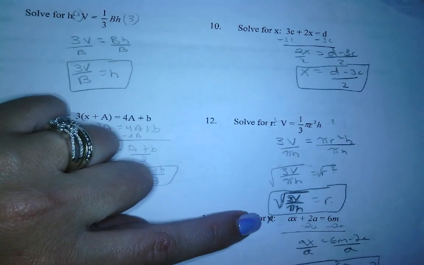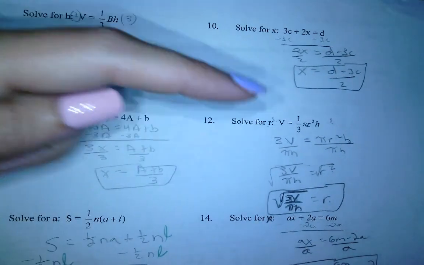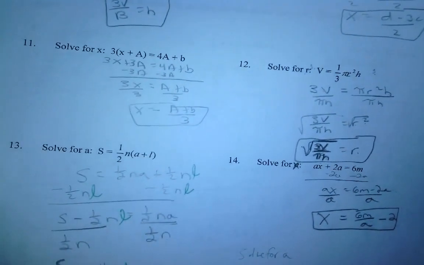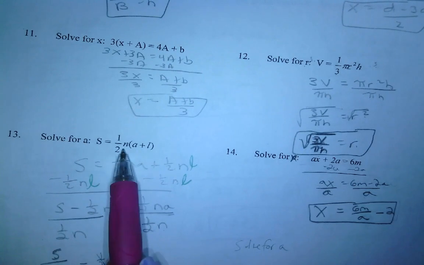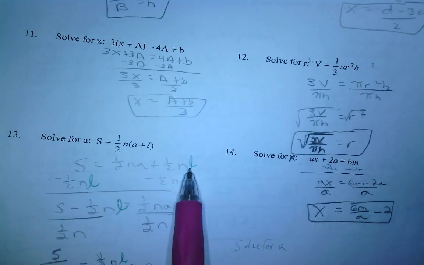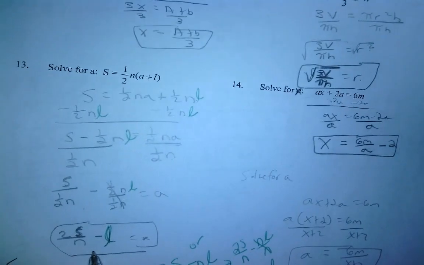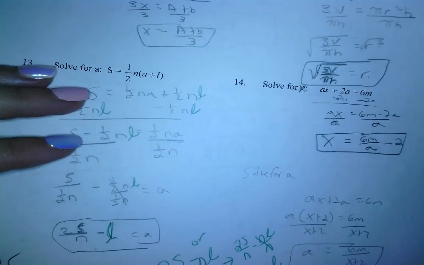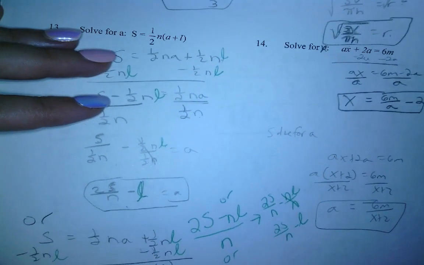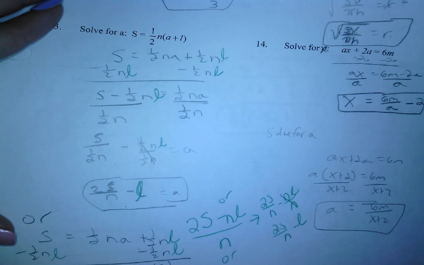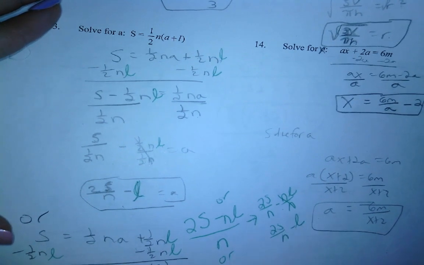14 is a typo in itself for x. 13, a little tricky, lots of ways you could solve. You could distribute the 1/2 n in and get this. Move everything over and solve for a. Or you could do it this way. Okay. These are also acceptable answers.